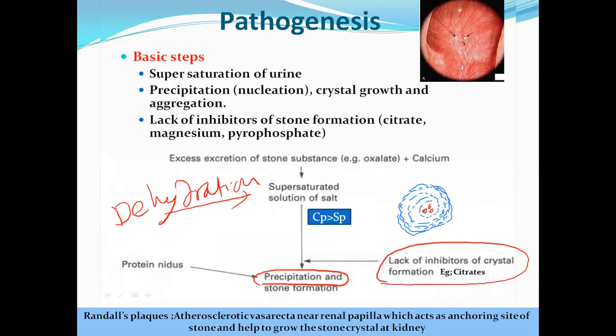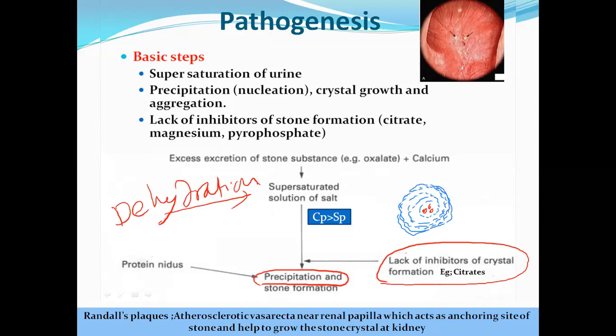Let me explain one more thing. You may say the stones are very small at the beginning, and every time the urine is flowing, so why is the small stone, 1 or 2 millimeters, formed at the beginning not flushed out? Yes, it is possible.